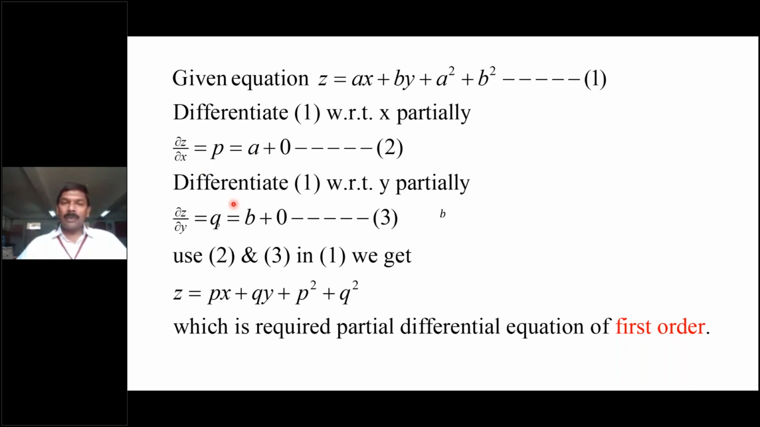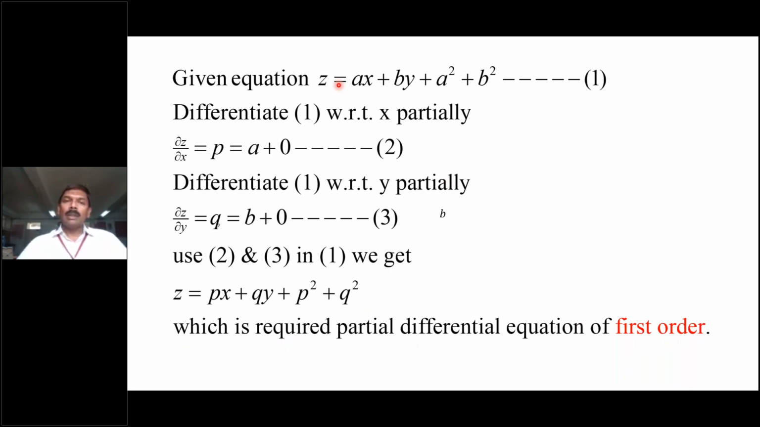In the same way, if you differentiate 1 partially with y, we get q equal to b. So in 2 we are having p equal to a, in 3 we are having q equal to b. Let us use 2 and 3 in equation 1. So substituting, in fact we substitute a equal to p and b equal to q in equation 1, and this is the equation we get, which is z equal to px plus qy plus p square plus q square. So which is a required partial differential equation of first order.